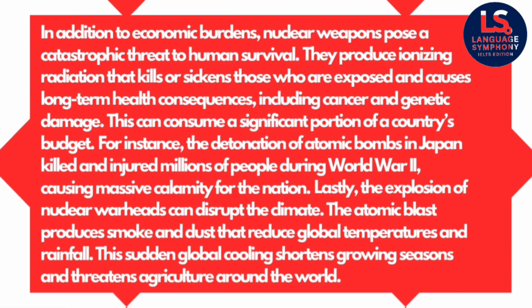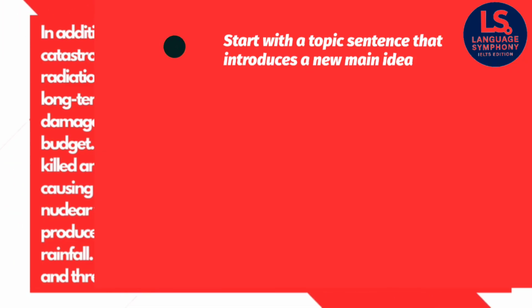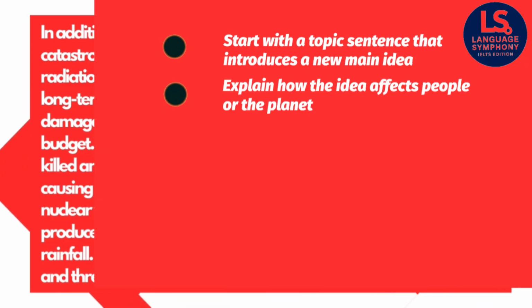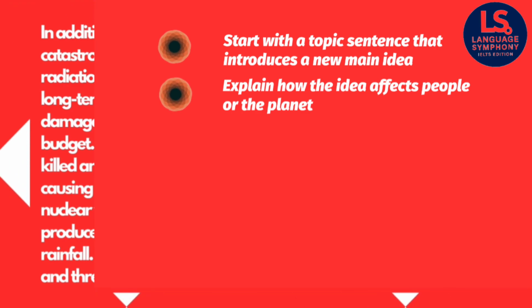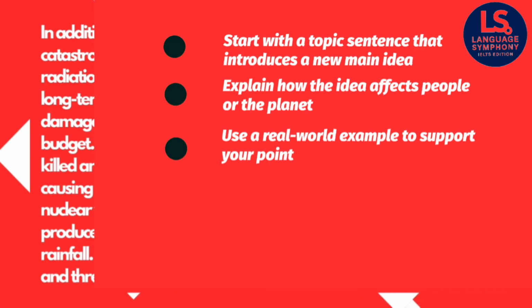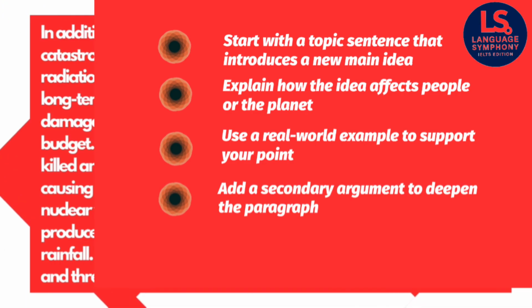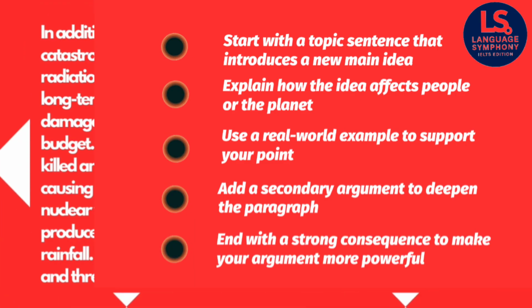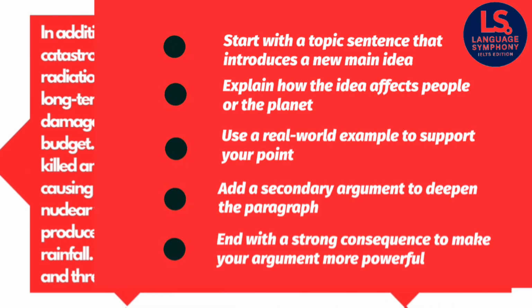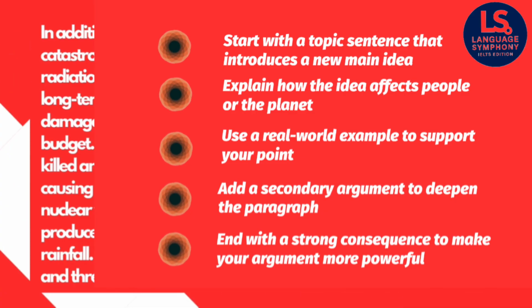So what can we learn from this paragraph? Start with a topic sentence that introduces a new main idea. Explain how the idea affects people or the planet. Use a real-world example to support your point. Add a secondary argument to deepen the paragraph. End with a strong consequence to make your argument more powerful. And that's how you write a well-developed second body paragraph for a high-scoring IELTS essay.